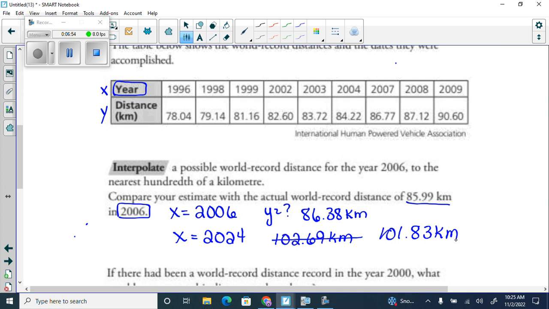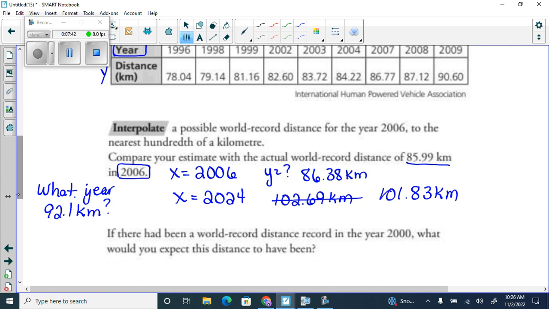Okay. Instead of giving you X, what could I give you? Y. So I could give you Y instead. Y is what on this chart? Distance, kilometers. So I need to give you some sort of distance and then ask for the year. We agree? 1,096, that's aggressive. I am going to pick one that falls in there. So I'm going to say, what year did they make the record of 92.1 kilometers?